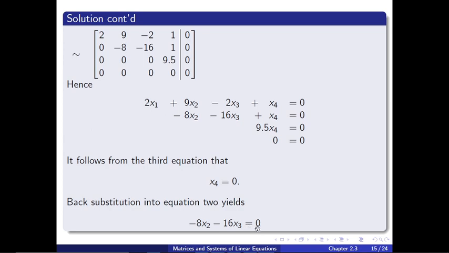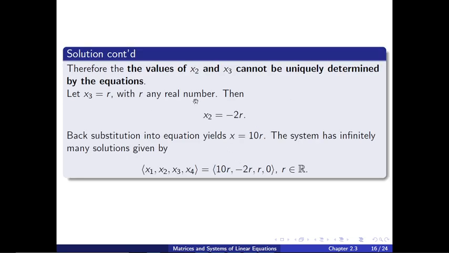So what this means is that x3 and x2 cannot be uniquely determined, because we should have just plugged in x4 and then gotten either x3 or x2, whichever was there. But here we can see we still have two unknowns in this equation. So this means that x2 and x3 cannot be uniquely determined, right?